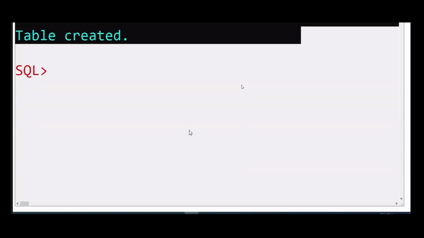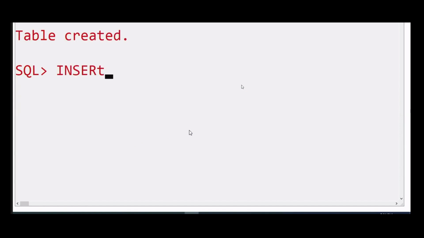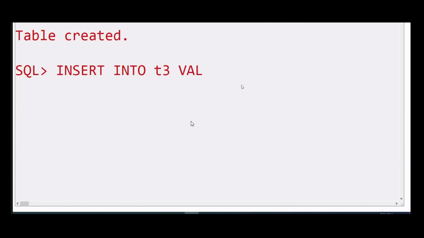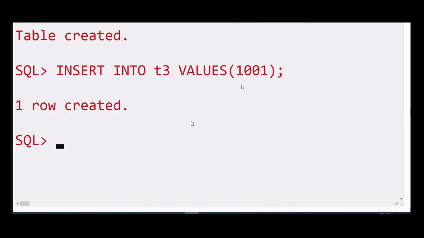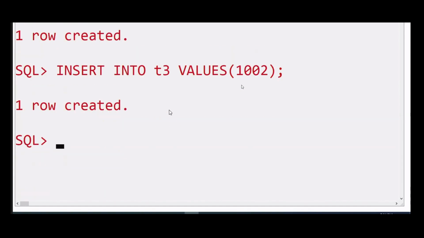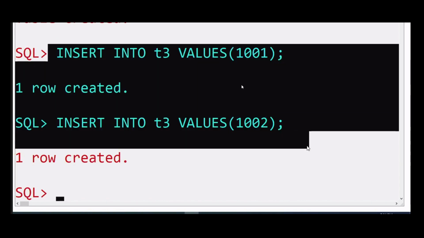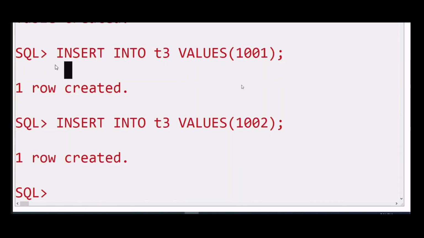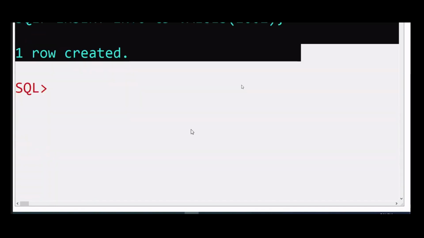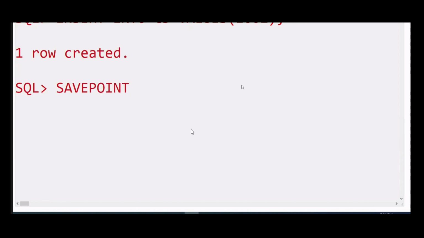Now I'm inserting the records. Insert into table name T1, sorry, T3. Table name is T3. Values 1001 I am giving. So insert into T3, values 1002 I am giving. Okay, 2 actions are over. Now I'm feeling like my actions are okay till here. So now I'm setting one save point here. Save point name I'm giving as T1.